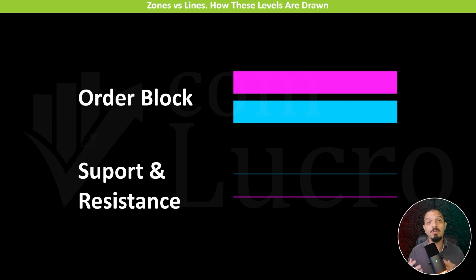Another important distinction is the way these levels are drawn on the chart. Order blocks are usually marked as broader zones or areas, reflecting the range where orders were executed. Support and resistance levels are most often drawn as single lines. Even when they are drawn as zones, they tend to be much thinner and more precise compared to the wider zones used for order blocks.